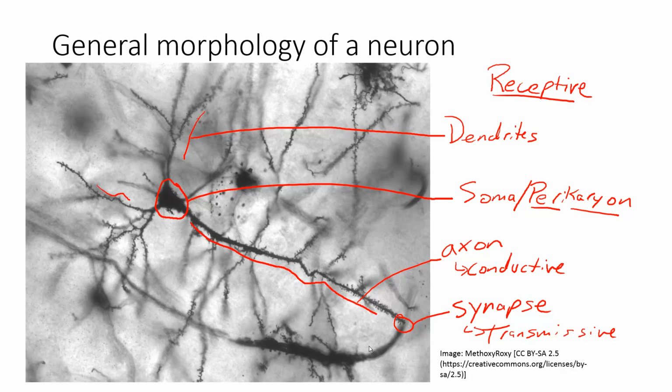So let's look at some different ways that we can classify neurons. The first way is morphologically. We can classify them based on their shape. The most common shape you're going to find, and we'll just sketch it out here, is a neuron with multiple dendrites and a single axon.